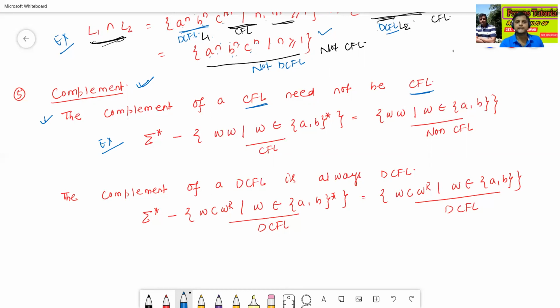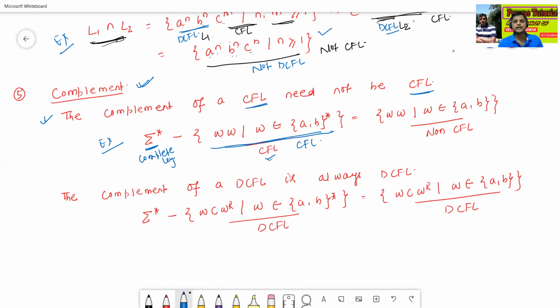This is sigma star. Sigma star means the complete language. And ww such that w belongs to (a,b) whole star. This language is nothing but a context-free language, CFL language.